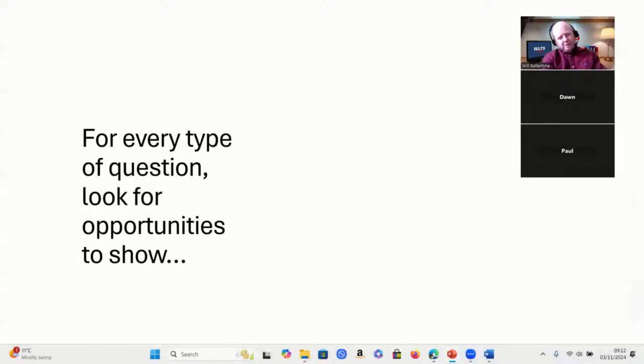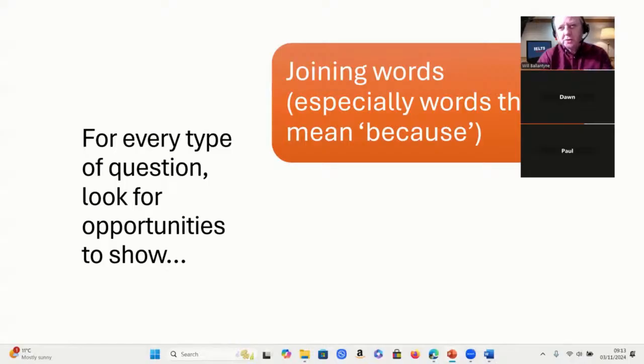So first, for every type of question in part 1, you look for opportunities. So he asks you a question and you're thinking, right, what can I show this examiner? You want to show the examiner something that's going to impress him and make a good impression from the very start. You don't want him thinking 4 or 5 right at the start. You want him to think at least 6. So you're thinking, I've got to keep talking. Now, what about the grammar and vocabulary? What can I use? So you're looking for opportunities to show these things.